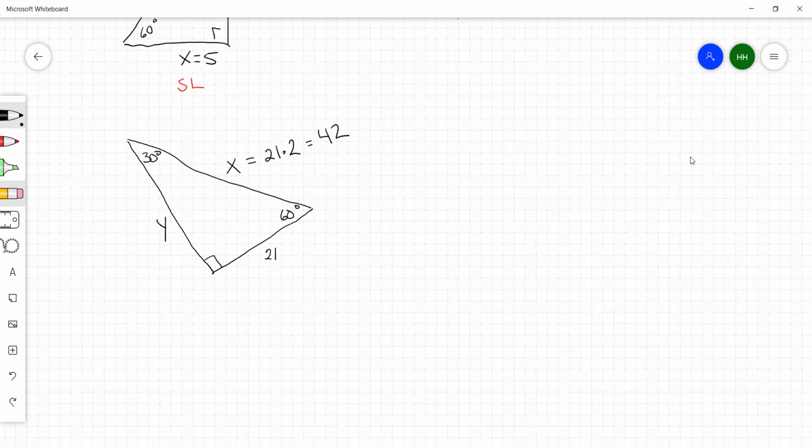What's the long leg equal? 21 radical 3, very good. Because the long leg equals the short leg times the square root of 3. So we got 21 radical 3. We're done, right? Nothing to simplify. No perfect squares under the radical. We're good to go.